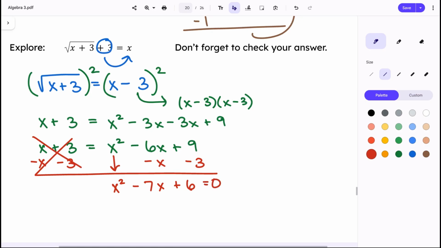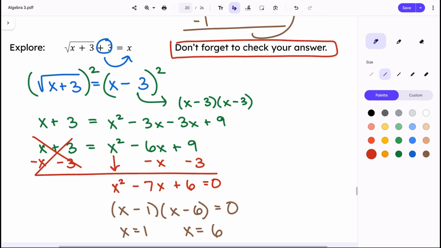Can we factor this? Can you think of two numbers that multiply to 6 and add to negative 7? Negative 6 and negative 1. So I would write this as x minus 1, x minus 6. If I set them equal to 0, what are my potential answers here? 1 and 6.